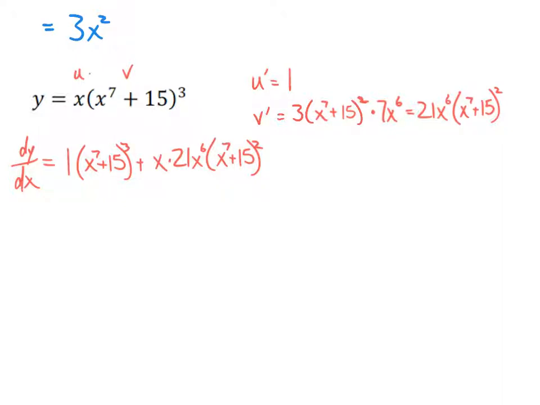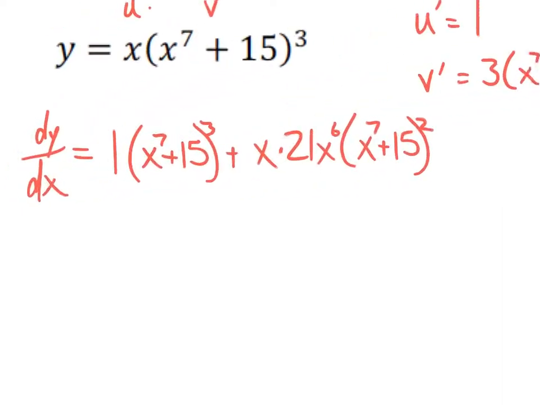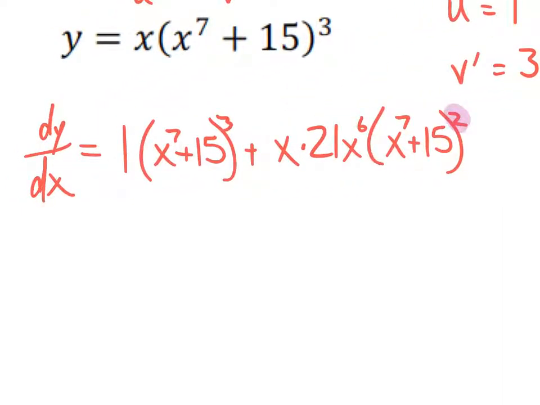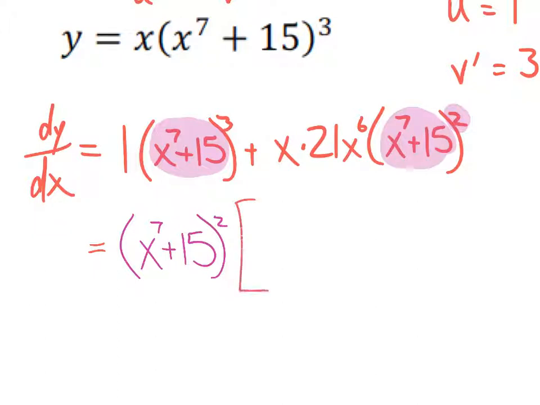Anytime you do the chain rule inside the product rule, or quotient rule later, you've got a common factor, right? We've got a common factor in this case of the x to the 7th plus 15 squared. Okay? So you take that out. So x to the 7th plus 15 squared was my common factor. What's left over after I do that?